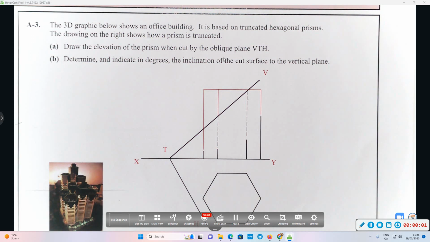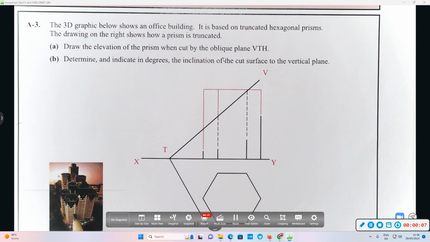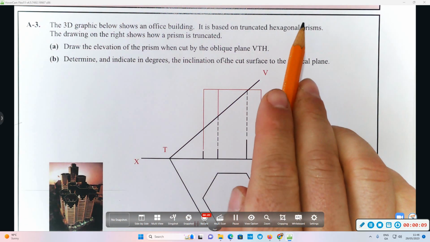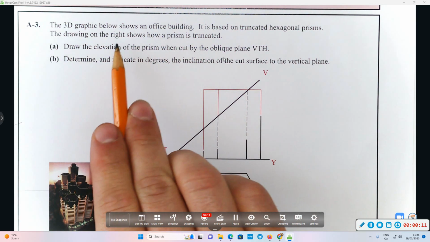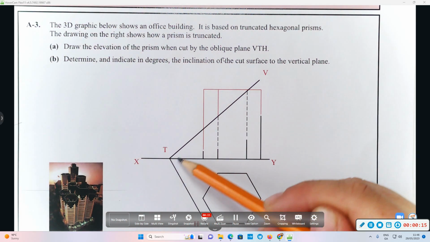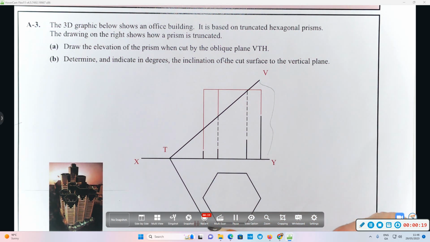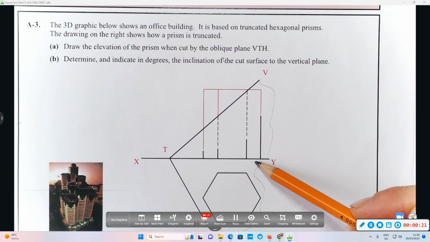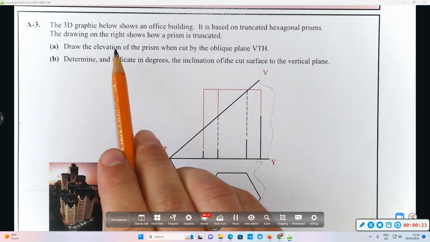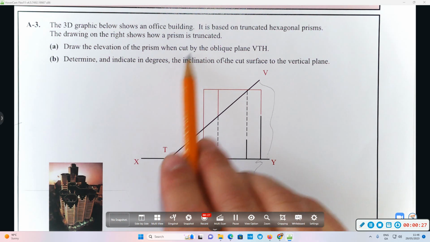Okay, so welcome to question A3 of the 2013 DEB mock exam. So we've got the office building here, based on truncated hexagonal prisms. The drawing on the right shows how a prism is truncated. It's being cut with the VTH oblique plane. Now draw the elevation of the prism when cut by the oblique plane.